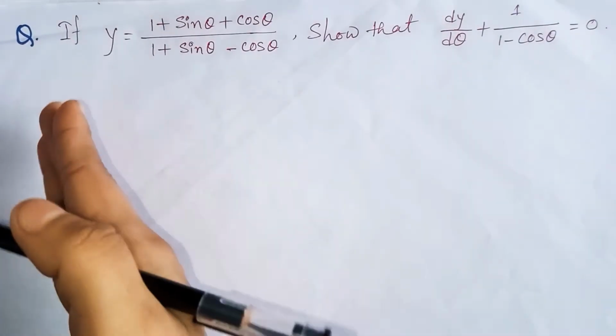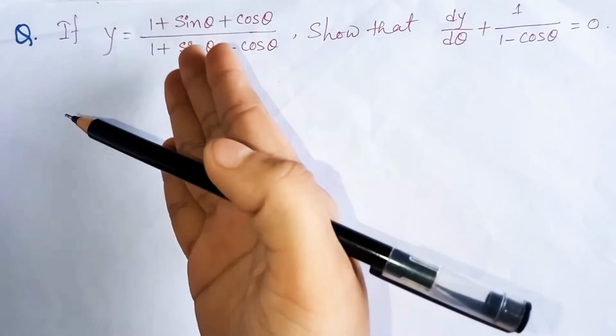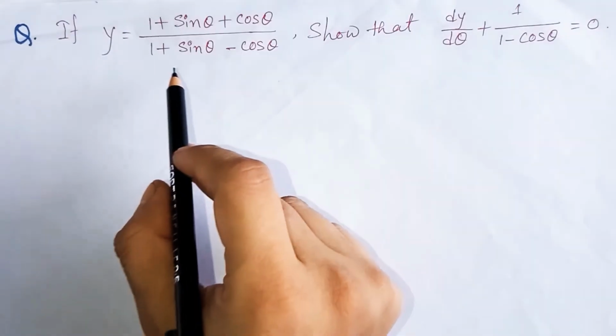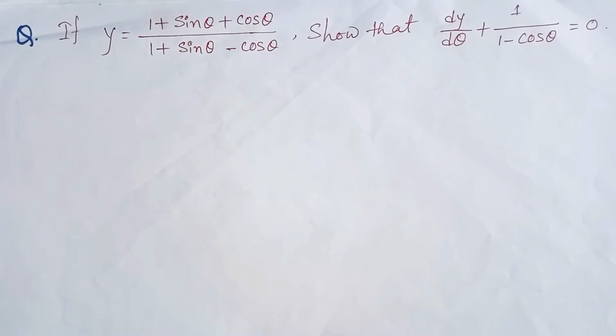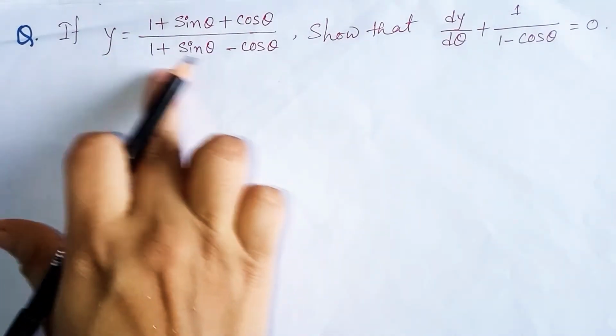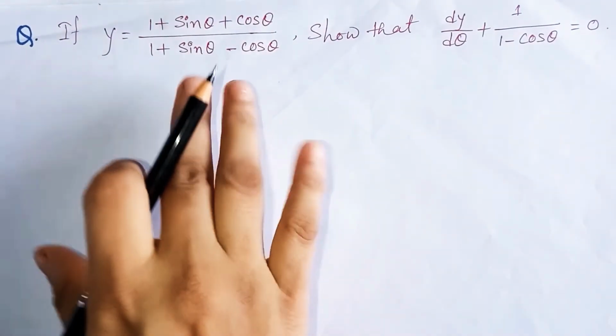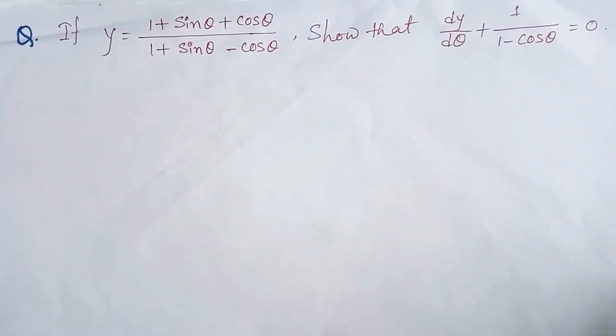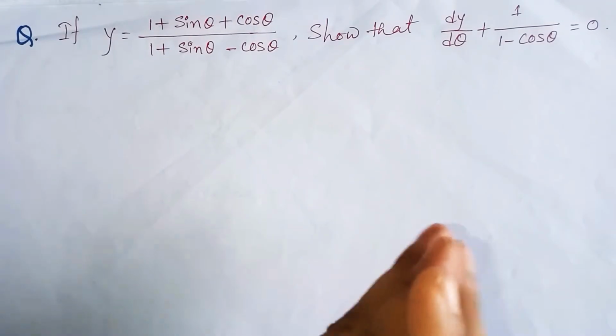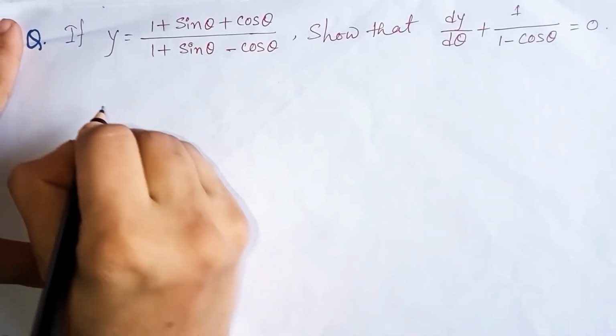We solve some derivative questions. First question is, if y is equal to (1 plus sin theta plus cos theta) whole divided by (1 plus sin theta minus cos theta), then show that this. But here you have to see this, the y is a large term. First you have to change it into a small term, then differentiate it with respect to theta, then it will be easy for you. How to change it?